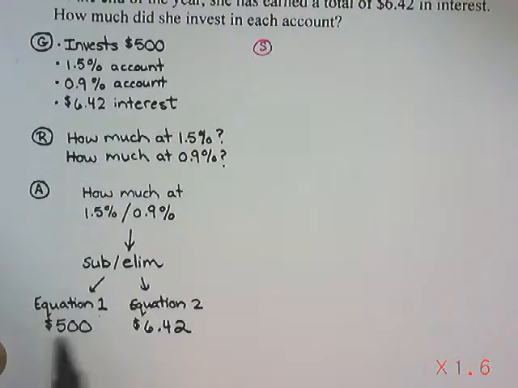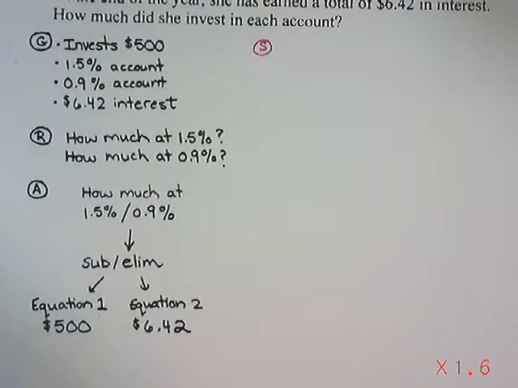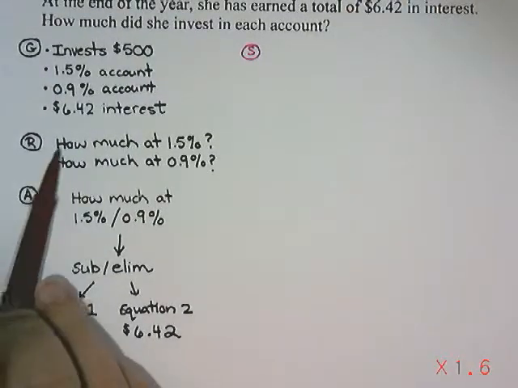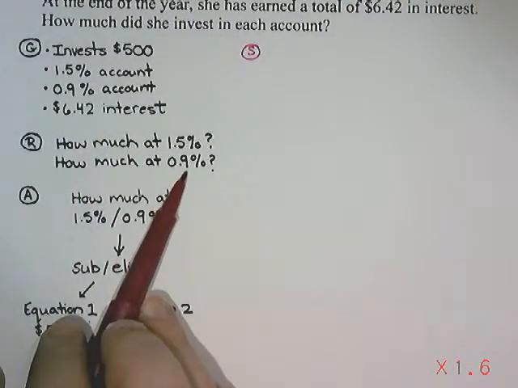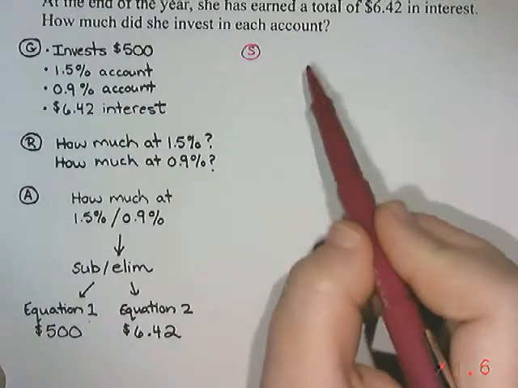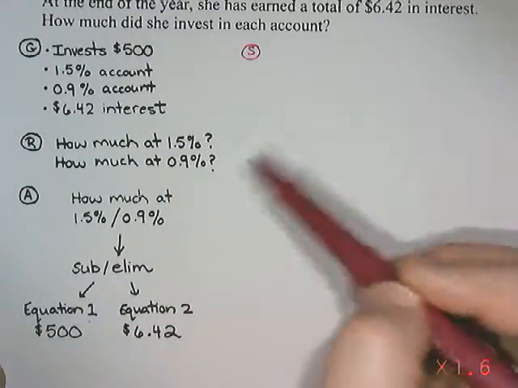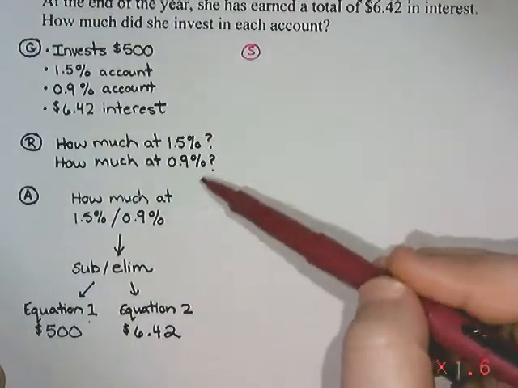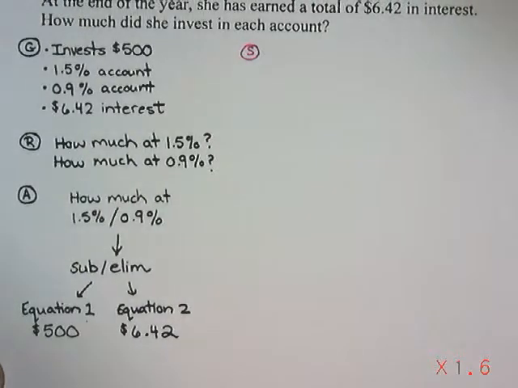So in order to have 2 equations, I need variables, which means I need let statements so that I can assign what variables we're going to use and what we're going to use them for. So the question wants to know how much at 1.5 and how much at 0.9. So I'm going to let something be the amount of money invested at 1.5%, and I'm going to let something be the amount of money invested at 0.9%.